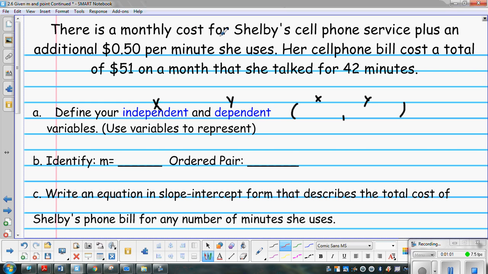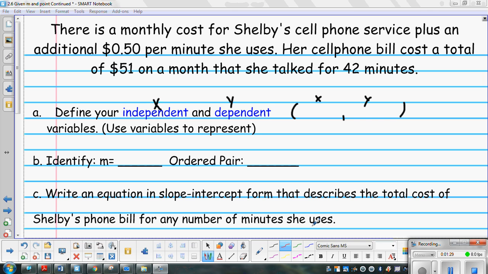There is a monthly cost for Shelby's cell phone service plus an additional 50 cents per minute she uses it. Her cell phone bill costs her a total of $51 on a month that she happened to talk for 42 minutes. So take a moment, pause the video if you need to, and write that story down. When you're ready, we're going to go ahead and get started and identify our independent and dependent variables.